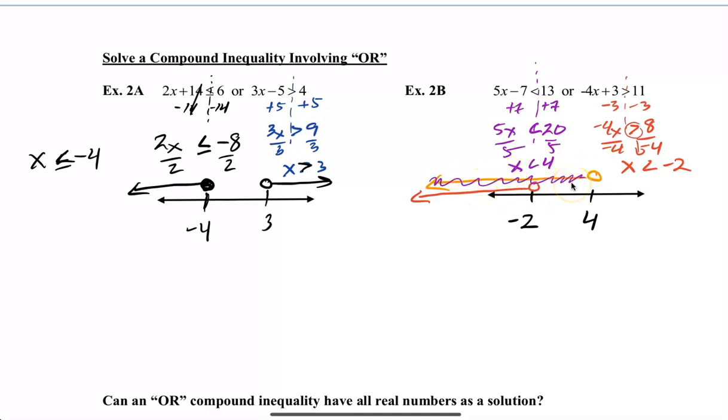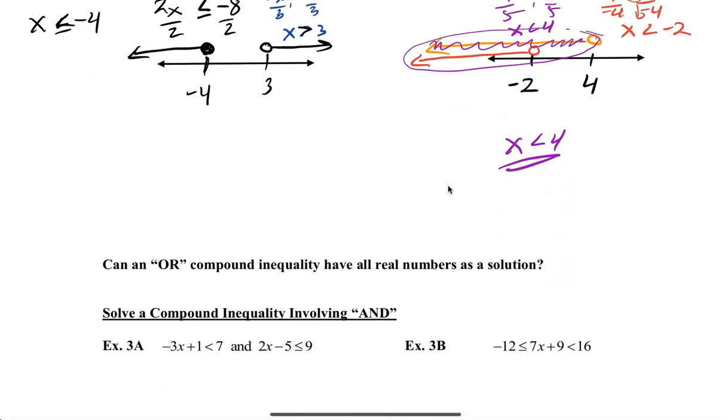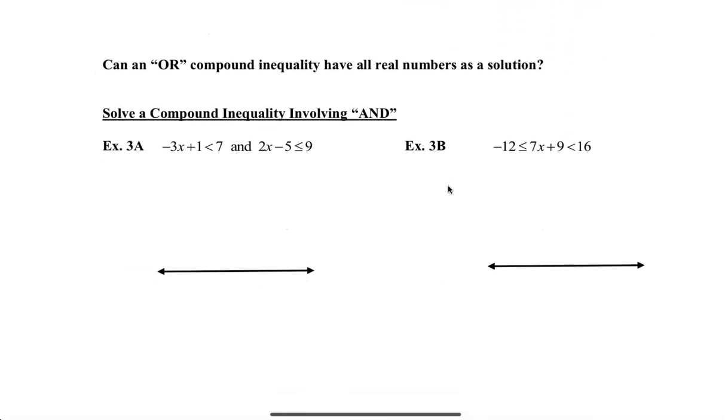So our answer is actually just this graph from here on. So our full answer is literally just this guy, or that graph from here to here. So that's the way that works. Okay. Let's do a couple AND statements.